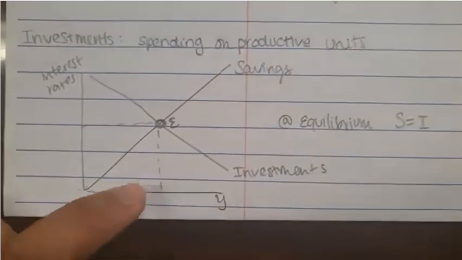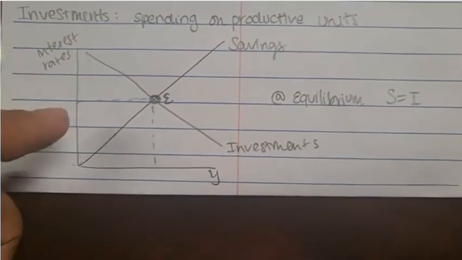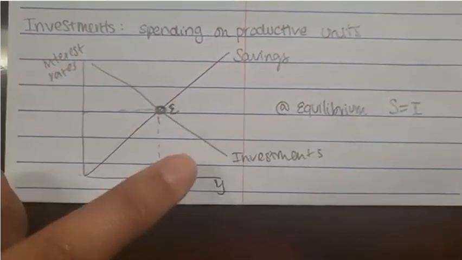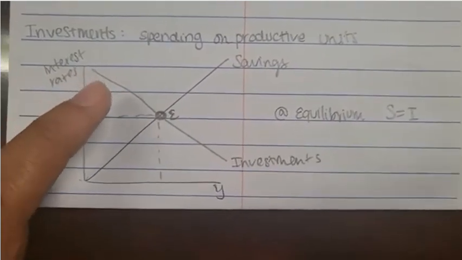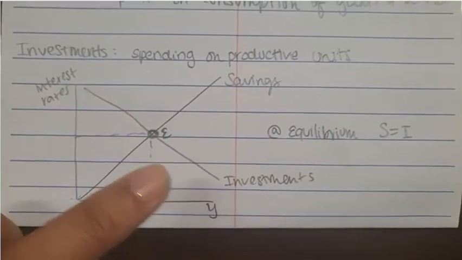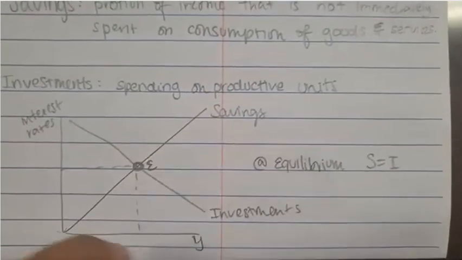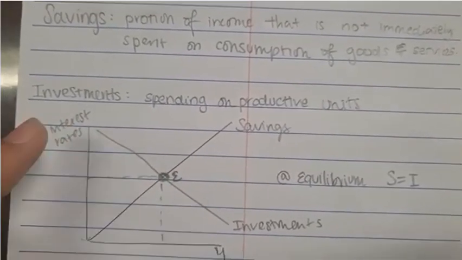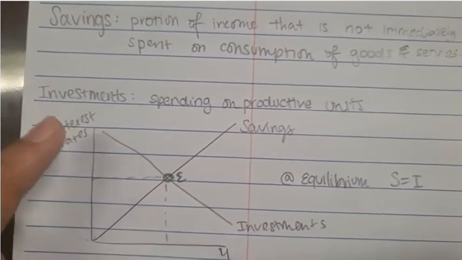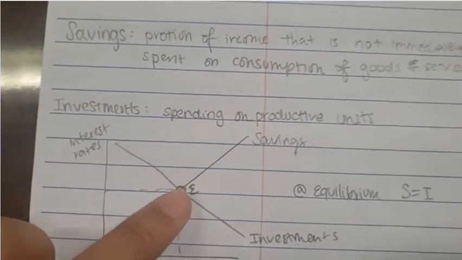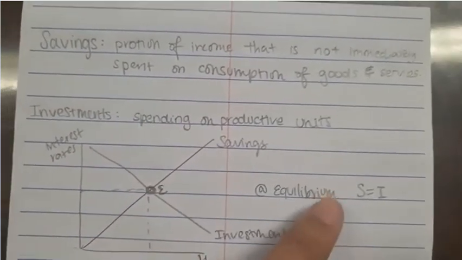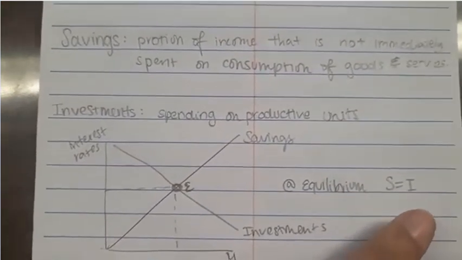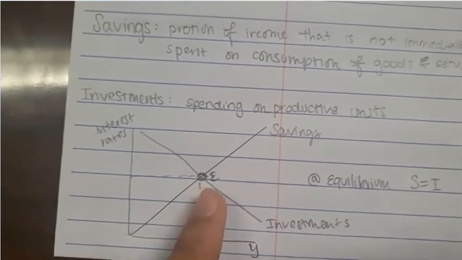So over here you can see the savings and investment curve. You can see investments are downward sloping, whereas savings is upward sloping. And here are the little x and y axes, I guess. And here's the equilibrium. At the equilibrium, savings is equal to investment, so that's why that's the equilibrium.